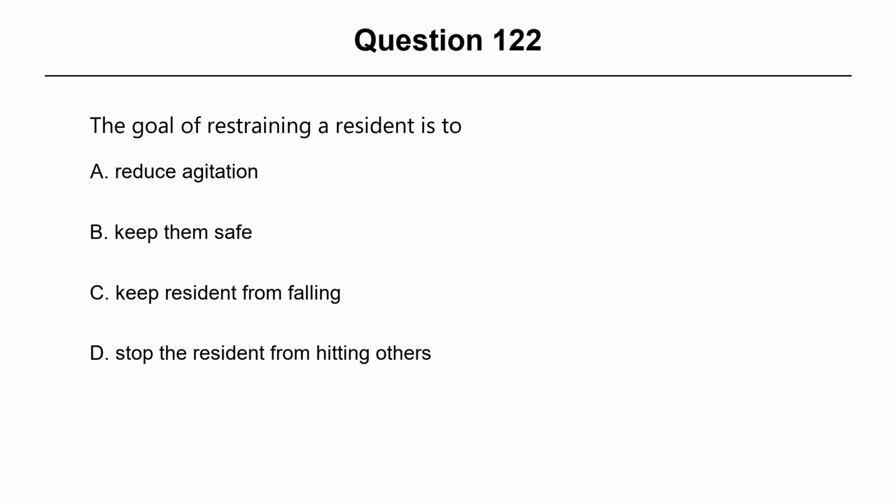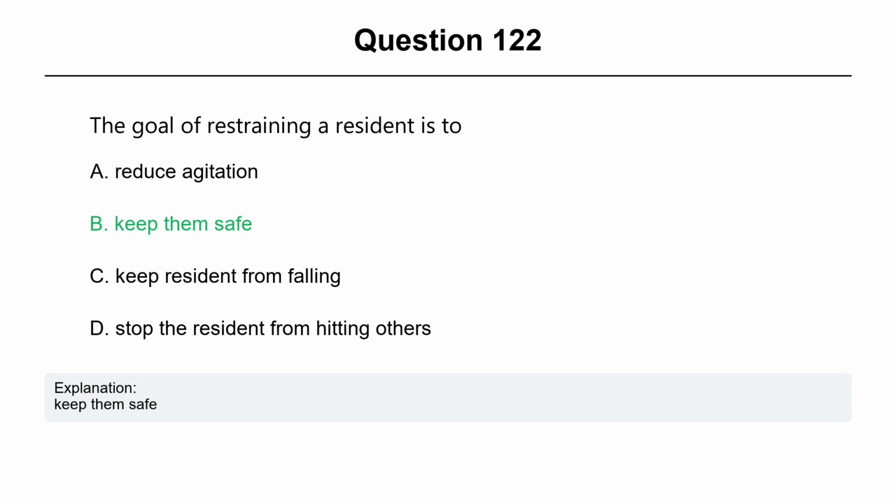Question 122. The goal of restraining a resident is to Option A, reduce agitation. Option B, keep them safe. Option C, keep resident from falling. Option D, stop the resident from hitting others. The correct answer is option B, keep them safe.